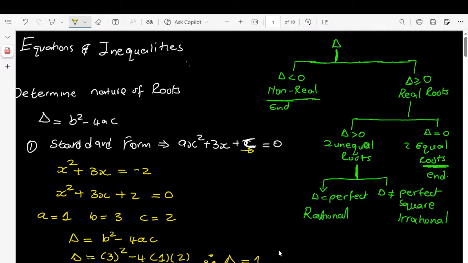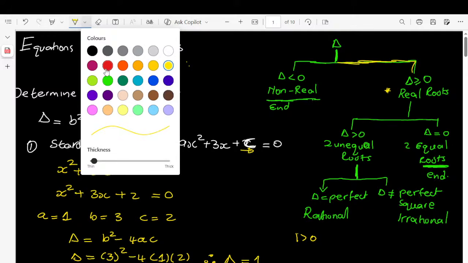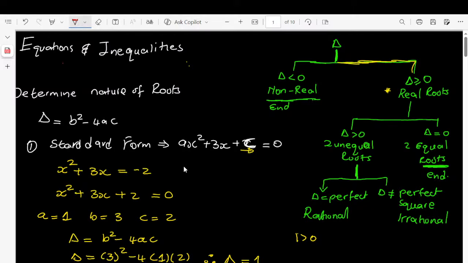Look at this 1. We need to comment on the 1. We know that 1 is greater than 0, right? So if it's greater than 0, we'll move in that direction. The first answer that we get is that it's real roots. So we need to write down that it's real roots. For the nature of the roots, we're going to list them down. The first one, number 1, is real roots. The roots will be real roots.